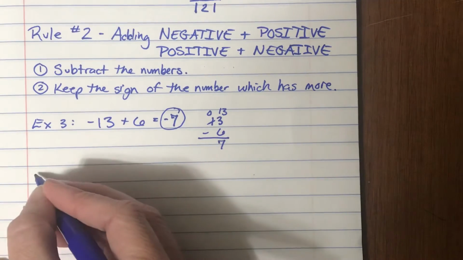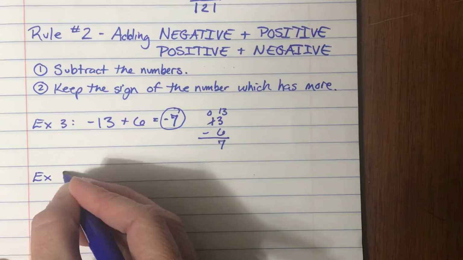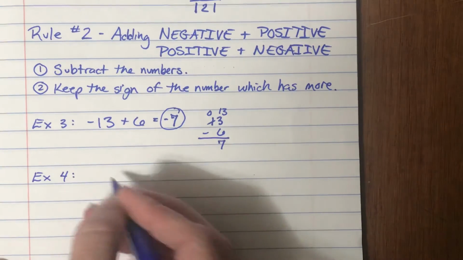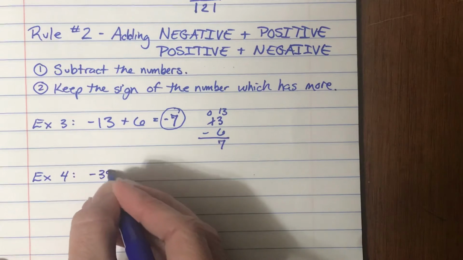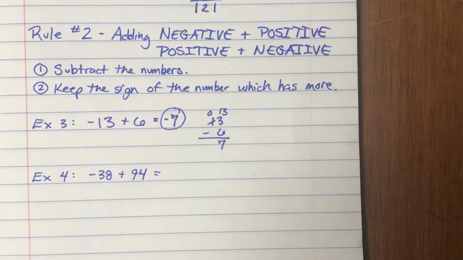All right, let's try another one. We're actually going to try 2 more. We'll do 5 examples. So example number 4, let's try -38 + 94. All right, and what is that going to equal?